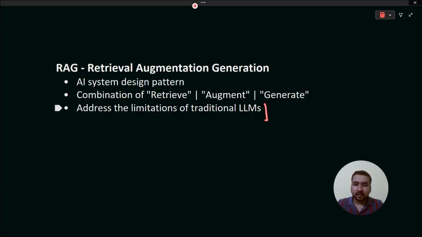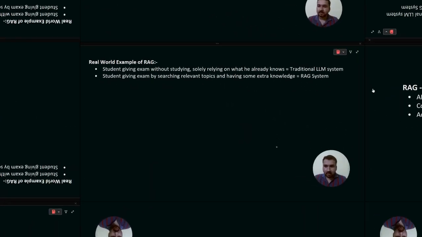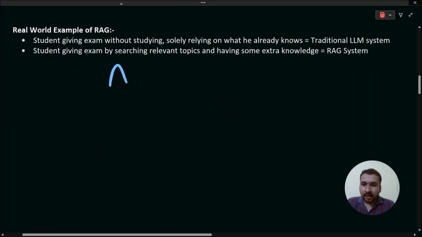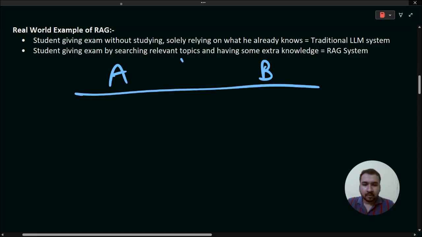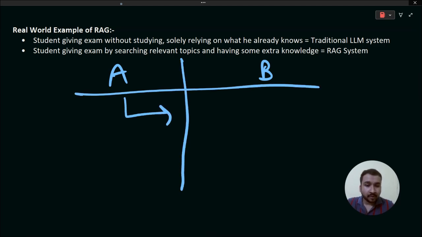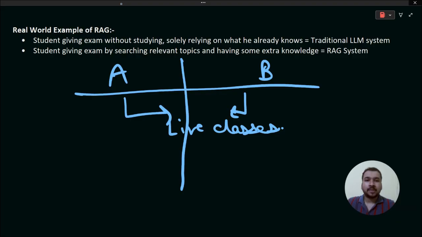The most important reason behind the existence of RAG is that it handles the limitations of traditional LLMs. Let's understand all this with a quick example. Suppose there are two students, A and B. They study in some college and both of them attend regular live classes taught by the instructor. But it's a very common scenario that sometimes teachers miss out some concepts in live classes. So they give some extra study material or notes to students a few days before the exam.